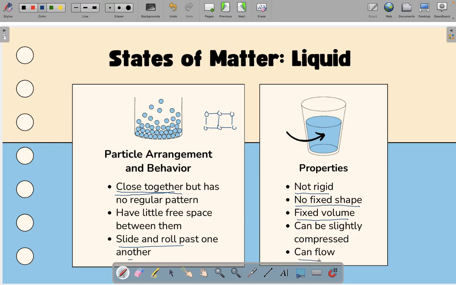And then the liquid particles can flow, right? Since the particles can slide and roll past one another, that is why liquids are able to flow.